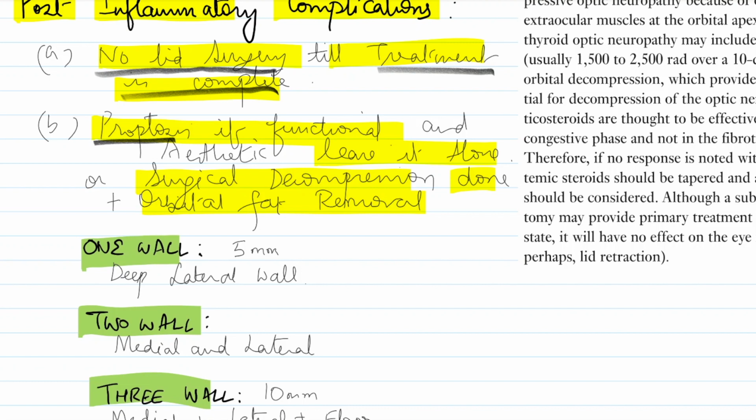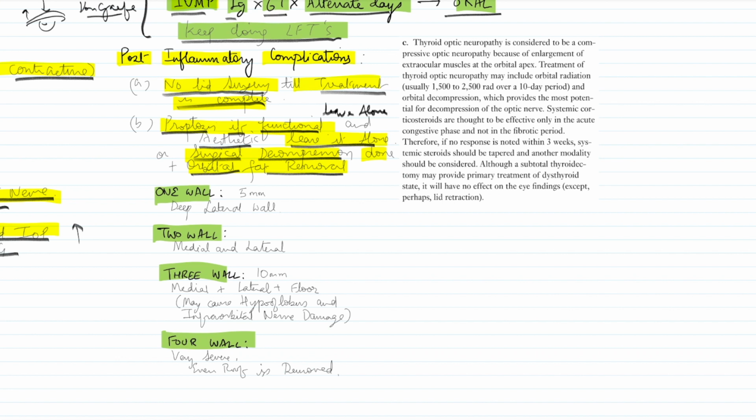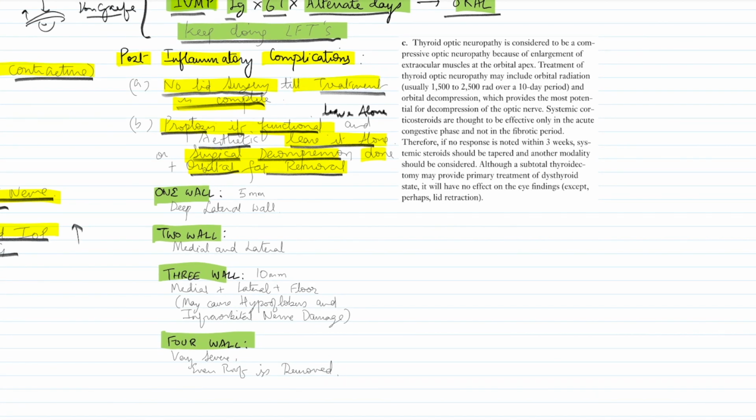Proptosis, if functional and aesthetic, just leave it alone. If the patient does not have any aesthetic problem, even more so if the patient doesn't have any functional problem, or if there is only a slight aesthetic problem, then just leave it alone. Don't go for any surgeries. Don't just poke your eye into what nature has done very well.